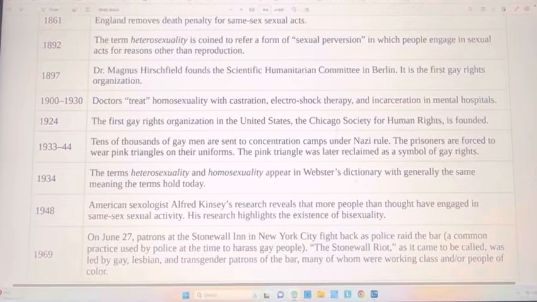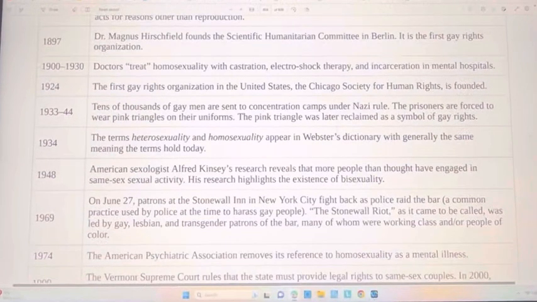1900 to 1930, doctors treat homosexuality with castration, electroshock therapy, and incarceration in mental hospitals. That happens to be true, and I have studied some of that. 1924, the first gay rights organization in the United States, the Chicago Society for Human Rights, is founded. 1933 to 44, tens of thousands of gay men are sent to concentration camps under Nazi rule. The prisoners are forced to wear pink triangles on their uniforms. The pink triangle was later reclaimed as a symbol of gay rights.